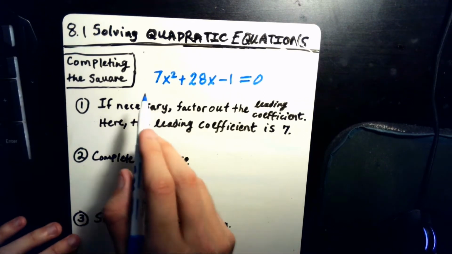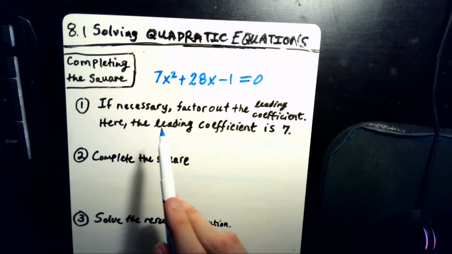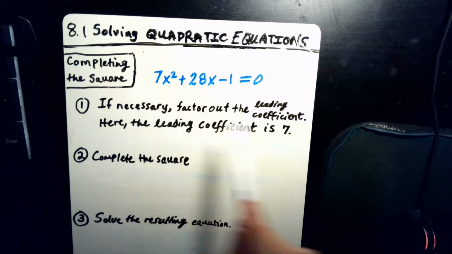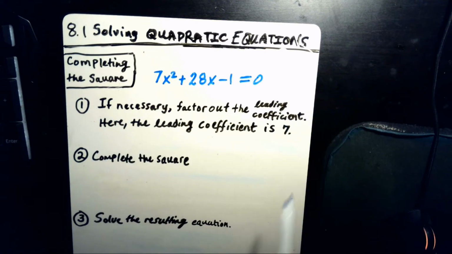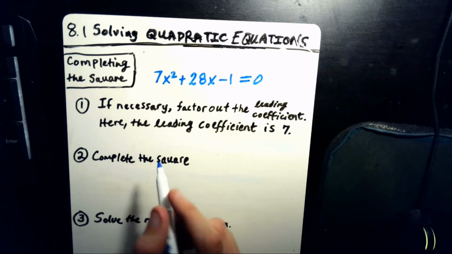In this video we're going to tackle a slightly more complicated completing the square problem. So the first step is to, if necessary, factor out the leading coefficient. But in this case it is necessary. We have a leading coefficient of 7, so we factor that out.